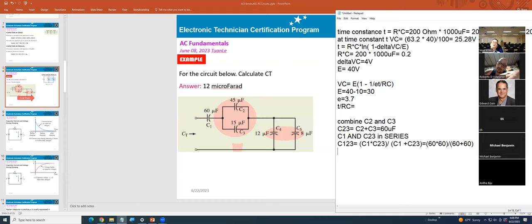So now C4 and C5 in parallel. You need to combine them to get one, that means I say C45. C45 equal. They're parallel, okay? So they're parallel, they work like resistors.